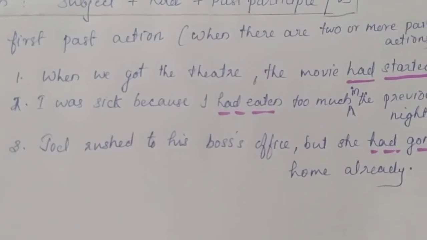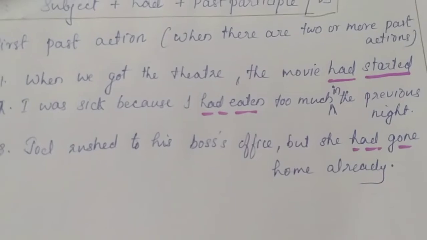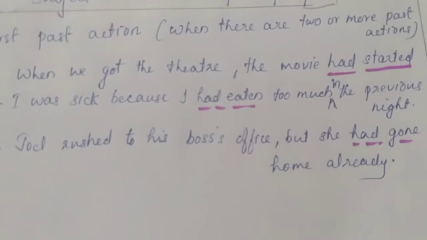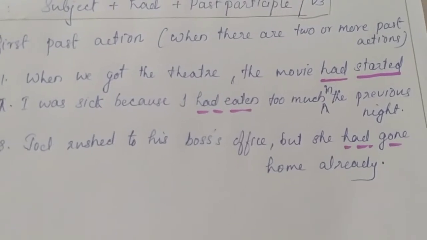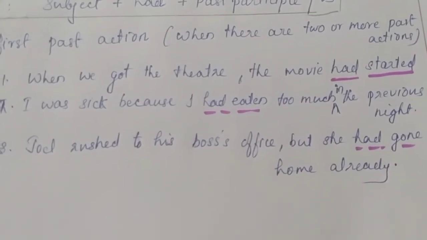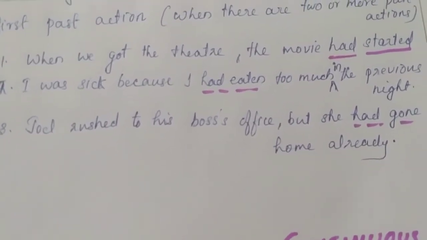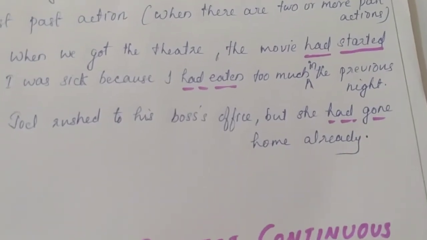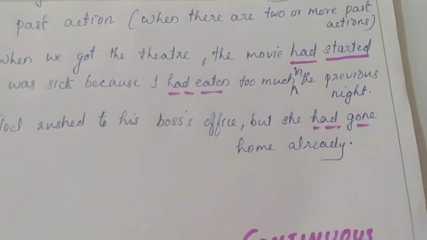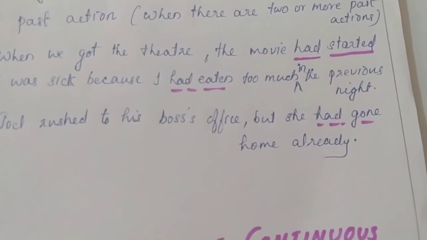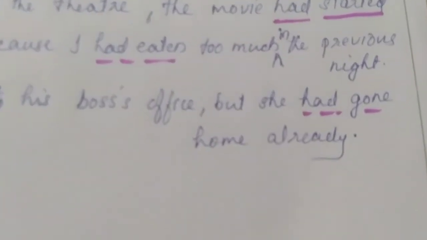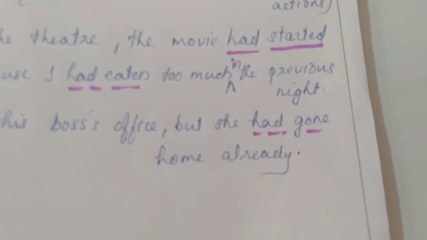Another example. I was sick because I had eaten too much the previous night. Two actions. I became sick. I had eaten too much the previous night. What is the reason for my sickness? Because I had eaten too much. That is the first action that we have to write in the past perfect tense. Clear? Another example. Joel rushed to his boss' office, but she had gone home already. Actually, Joel was running to see his boss. But what happened? The boss had gone home already. So that action happened first. That action we should write in the past perfect form.